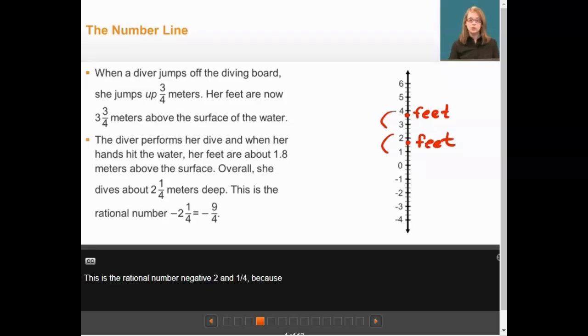This is the rational number negative 2 1/4 because we're now below the surface of the water, or as the improper fraction, negative 9/4. Negative 2 1/4 is represented between negative 2 and negative 3, but a little bit closer to negative 2. This is where her dive ends up.